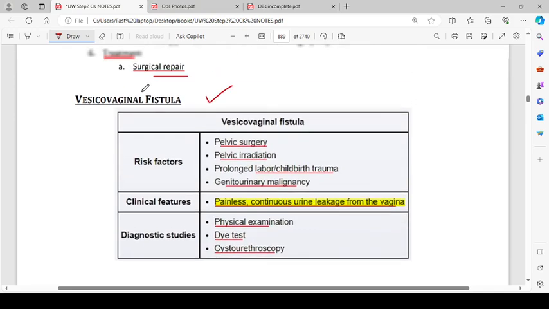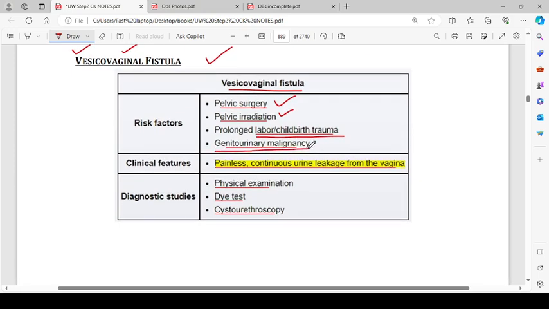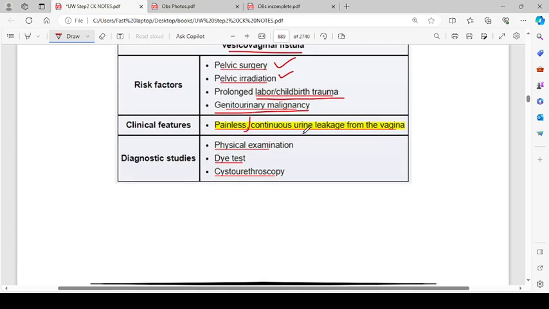It is an abnormal connection between the vagina and the urinary bladder. So the risk factors for development of vesicovaginal fistula are pelvic surgery, pelvic irradiation, prolonged labor or childbirth trauma, or genitourinary malignancy. Clinical features are painless, continuous urine leakage from the vagina. Diagnostic study is physical examination, dye test, and cystourethroscopy.